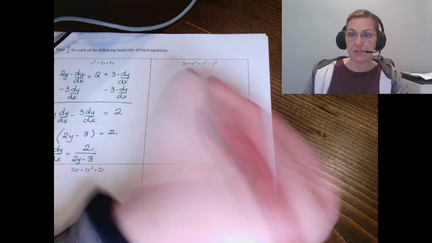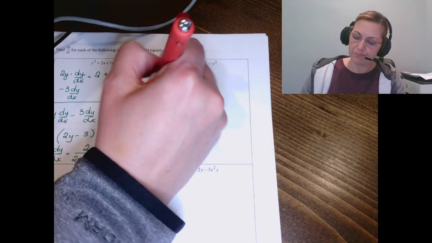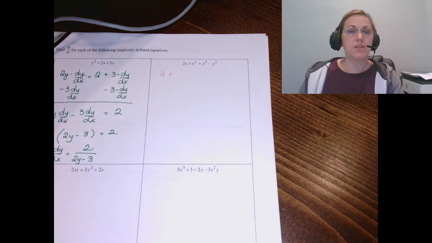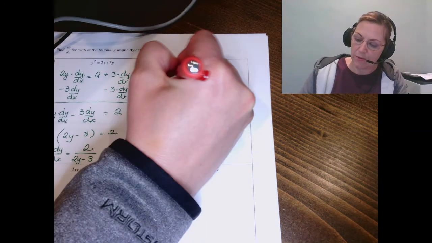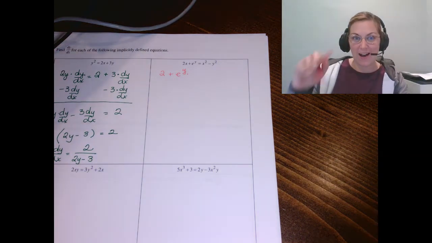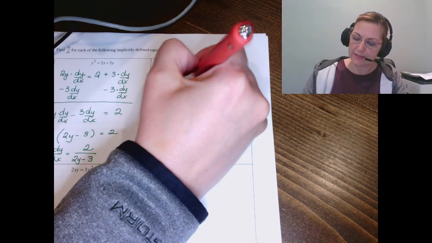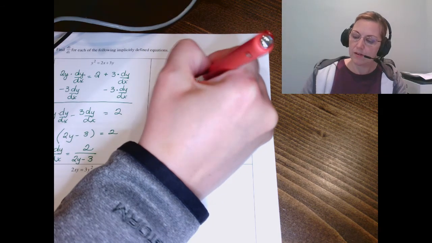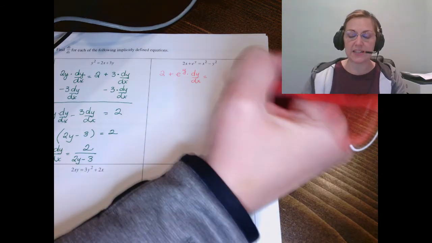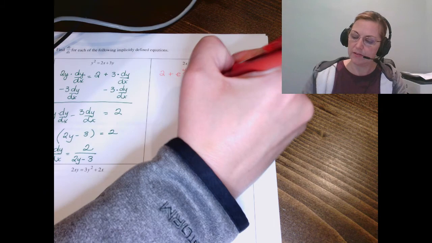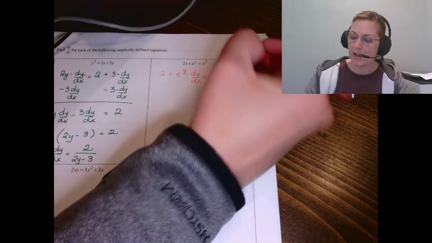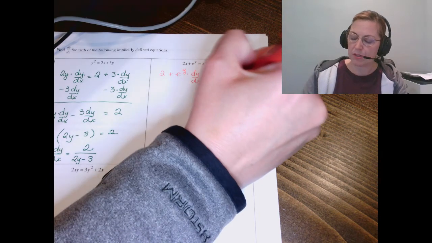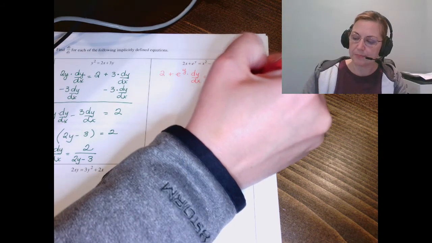The derivative of 2x is 2. The derivative of e to the y is e to the y. We know that derivative rule already, but we've got to take the derivative of the y, so that's a dy dx. Now, the derivative of x squared is 2x. And the derivative of y squared is 2y. And again, we're multiplying by that dy dx.